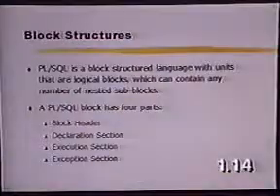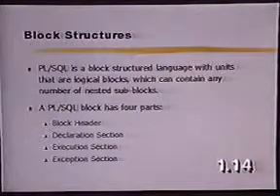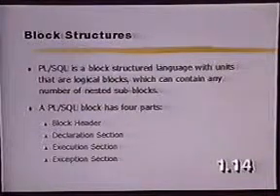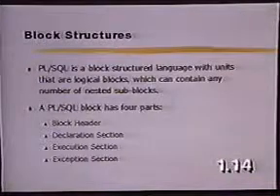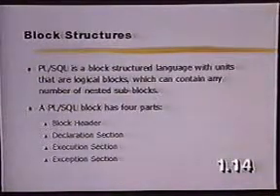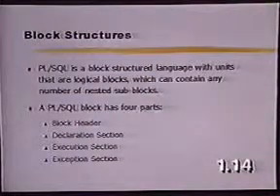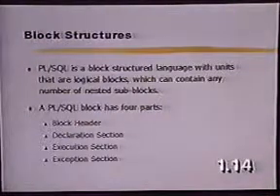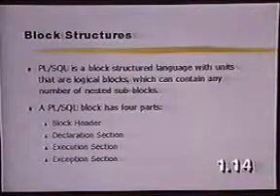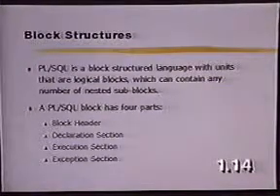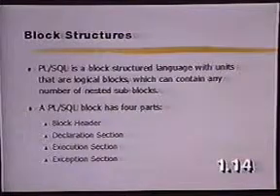Now, we're almost there. All we now need to know is what is the structure of a PL/SQL program. Once we've got that covered, then we can go off and see a simple PL/SQL program in action. A PL/SQL program is what we call a block-structured language with little units. These units are what we call procedures, functions, and basically blocks that are not given a name, and we call them anonymous blocks. These are basically what we call the logical blocks of the language, and they can contain any number of nested subblocks. Each block is basically made up of 4 parts.